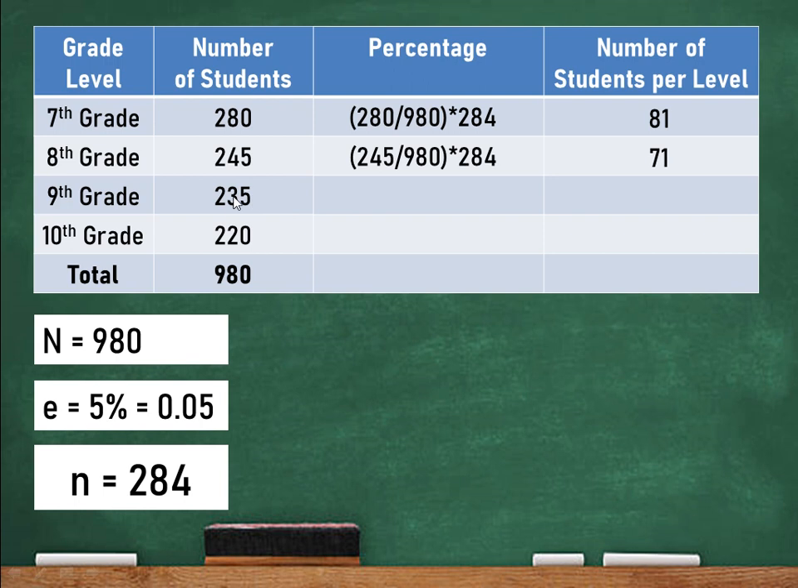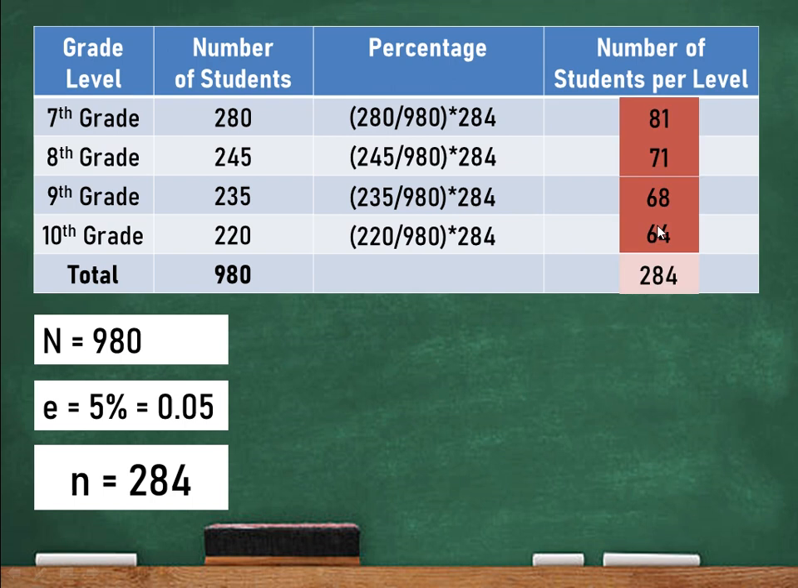In this part, 235 divided by 980 times 284 gets 68. And 220 divided by 980 times 284, we get 64. So when we add this up, we sum up to 284.